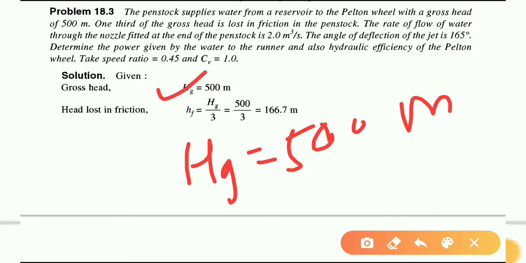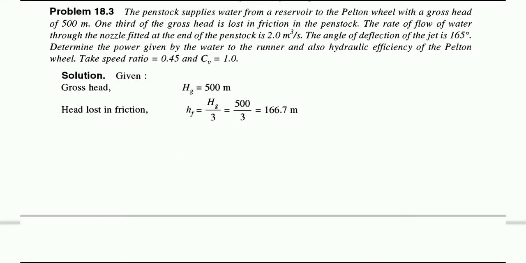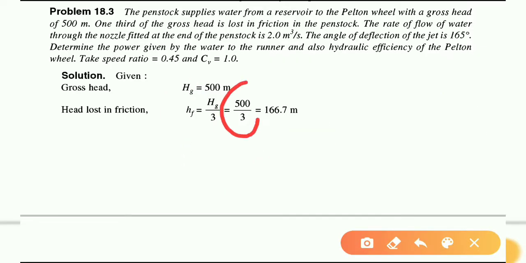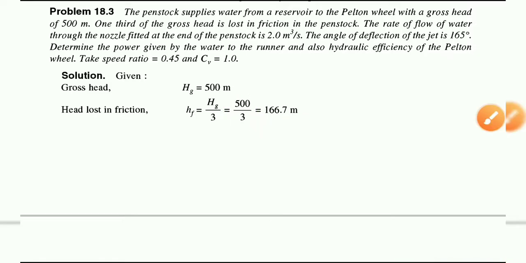When this fluid is delivered from the dam or the reservoir to the turbine, then through this pipe, the one third of this total head is lost in the friction. So the one third of this total gross head will be equal to 500 by 3. It is equal to 166.7 meter. So that much head is lost in the friction.